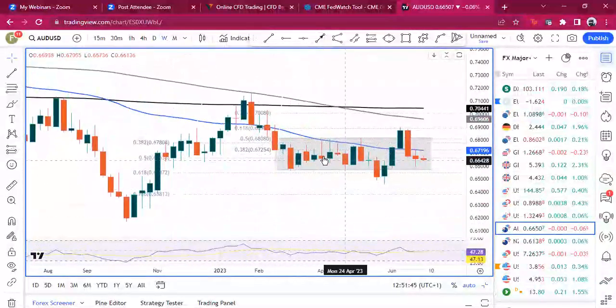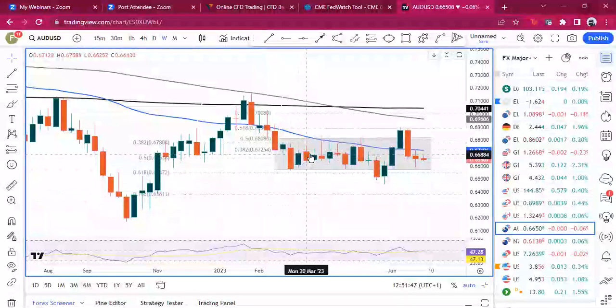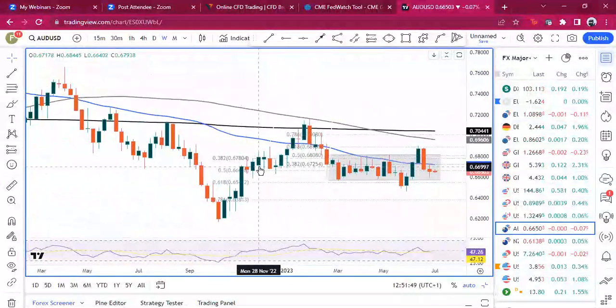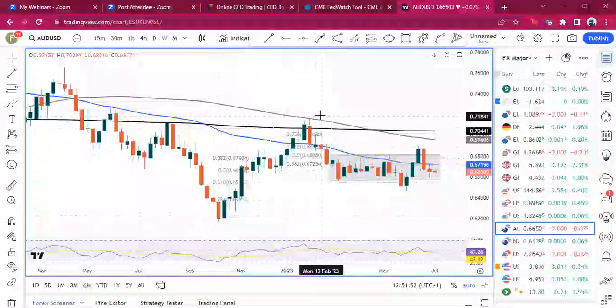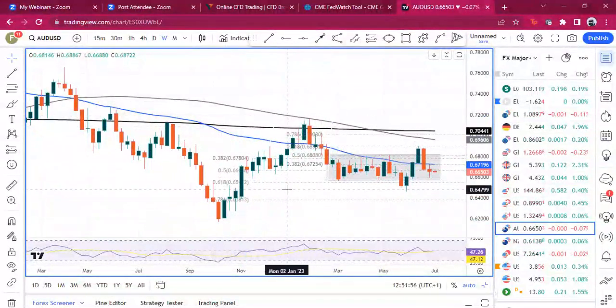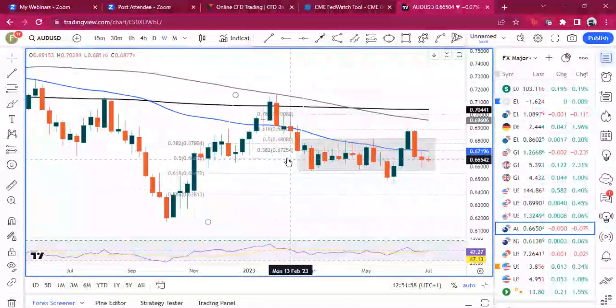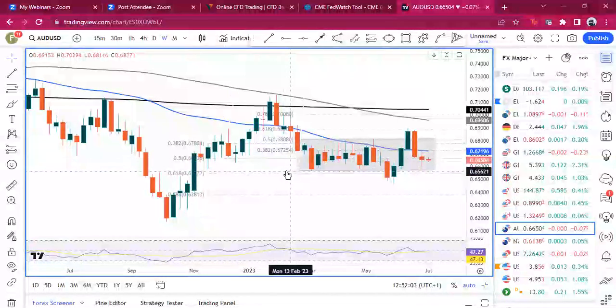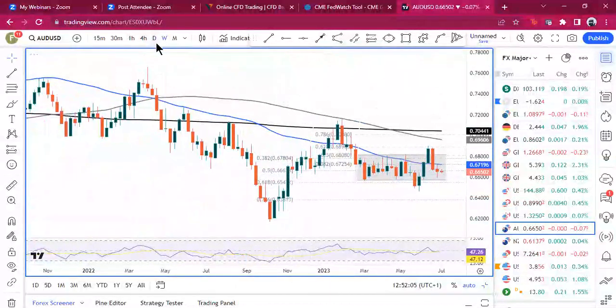I've got a few fib levels in there, but yeah, the halfway point of this upside move from September up to the January highs, you can see where the halfway point is, 66.5 or so. So yeah, that is the Aussie dollar.